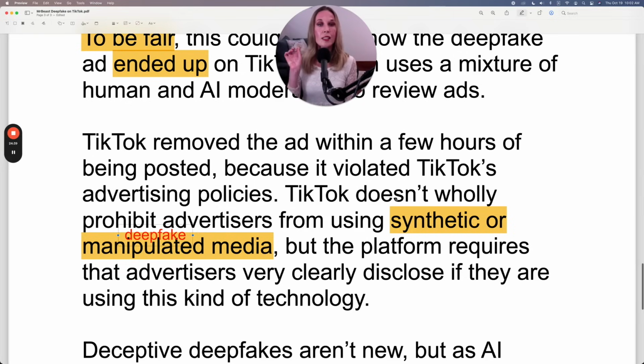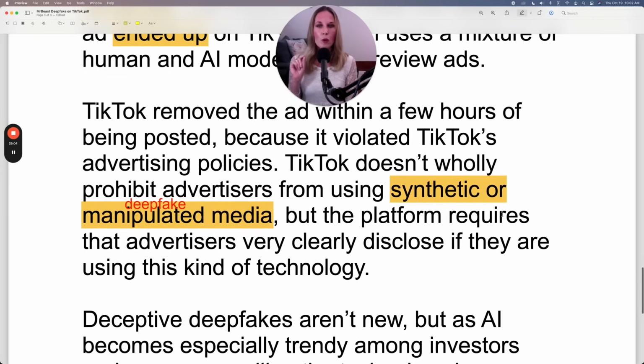So they're saying TikTok doesn't wholly prohibit. If you wholly prohibit something, it means it's not allowed. 100% of the time, it's not allowed. So this is saying the fact that it was manipulated, that's not the reason why it's not allowed on the platform. It's the fact that it's fraudulent.